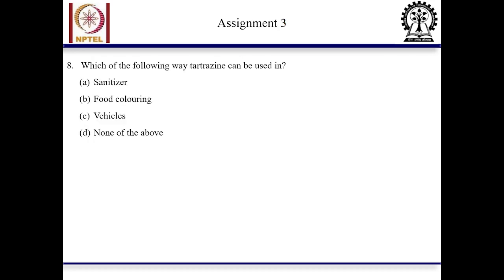Now the question is, in which of the following ways can tartrazine be used? Sanitizer, food coloring, vehicle, and none of them. So anyone who can tell which option is correct for question number 8? Has anyone seen lecture number 20? If they have seen that lecture, they can easily tell me. Okay, so Medibur is saying.